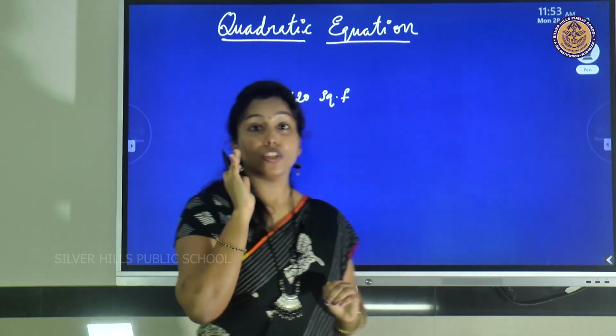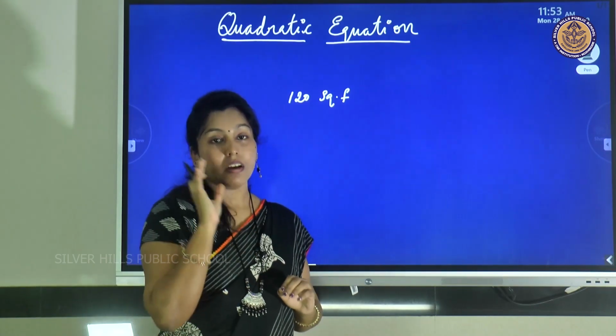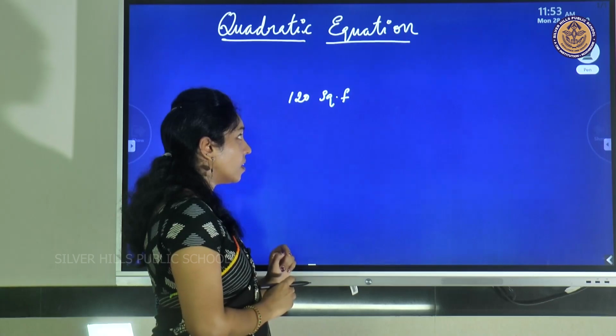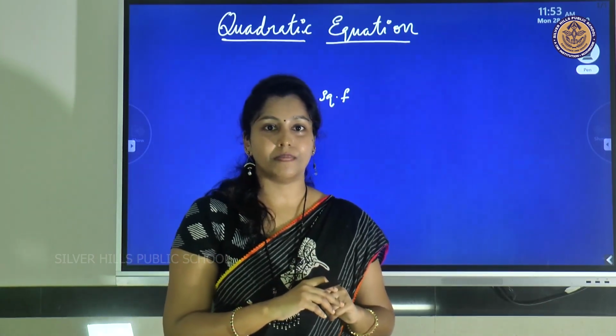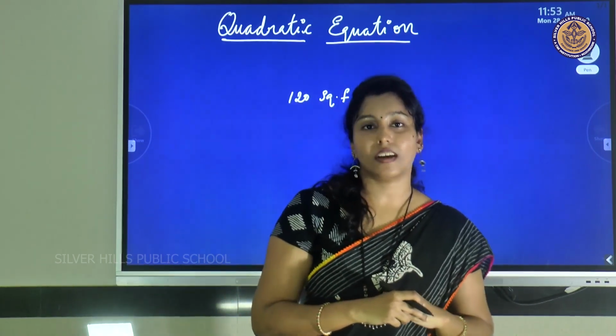Breadth is 2 feet less than the length. So, these are the ideas. The area of the floor is 120 square feet. Breadth is 2 feet less than the length. So, how will Ramu find the dimensions of the carpet?